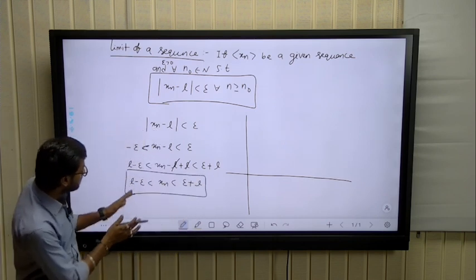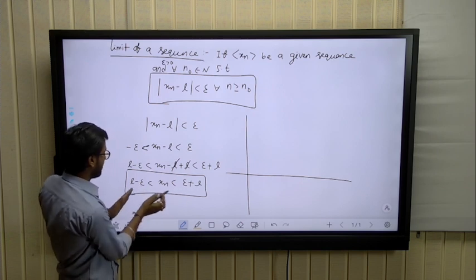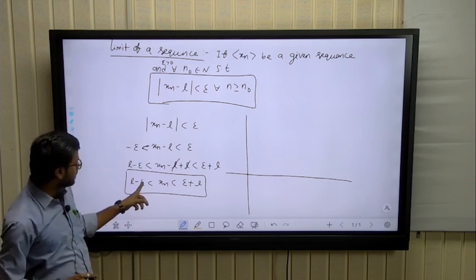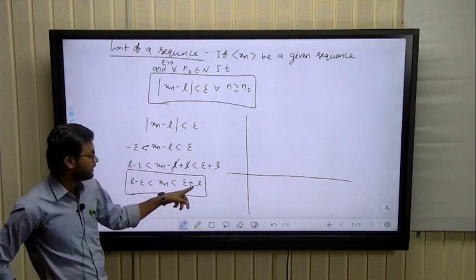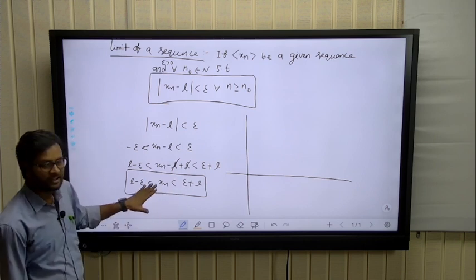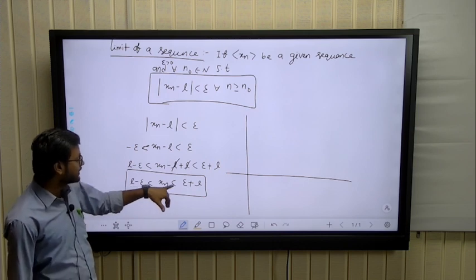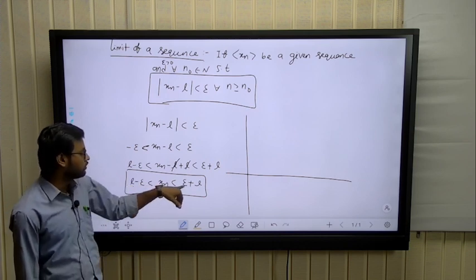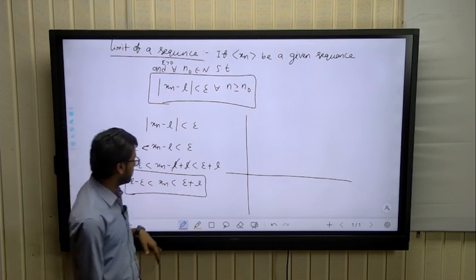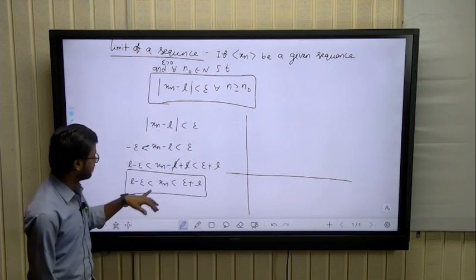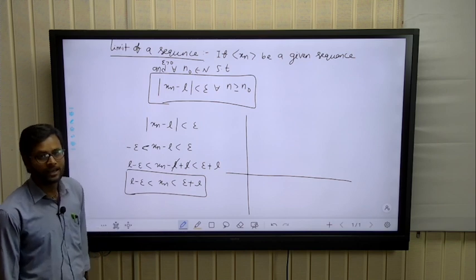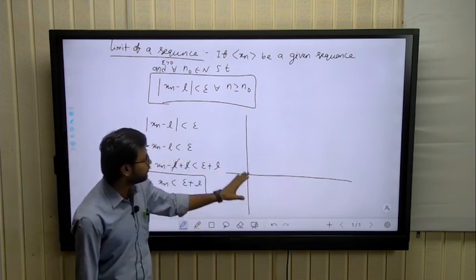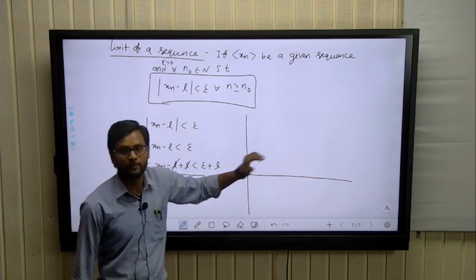It means that the range of xn is greater than L minus epsilon and less than L plus epsilon. So this is the range of xn. It means that xn varies from L minus epsilon to L plus epsilon. Okay, listen. The terms of a sequence lie from L minus epsilon to L plus epsilon. Now we see this in a geometrical manner.